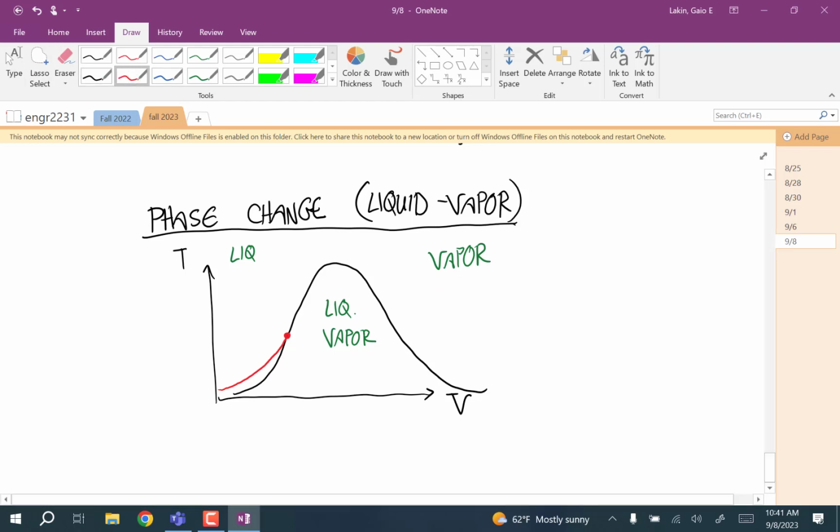Once you get to the vapor dome, once you get to saturated liquid, adding more energy now doesn't change the temperature anymore. The temperature stays exactly the same. And that liquid just changes little by little until it's all vapor. Then at that point, the temperature will start to go up again like that. This red line represents a constant pressure.